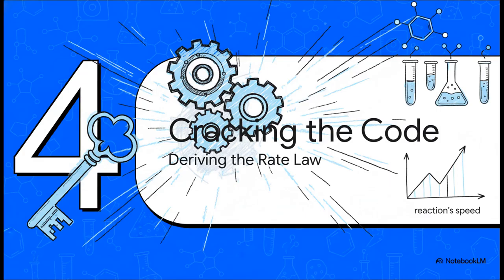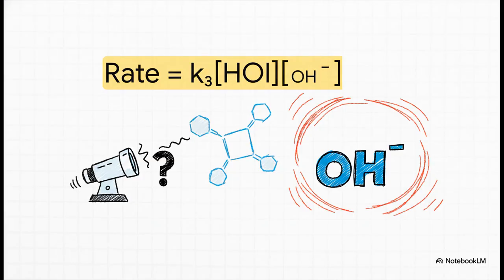All right, now for the fun part. We get to use these tools to be code breakers. The mission? Translate that 3-step mechanism into one single mathematical equation. We call it a rate law, and this equation will let us predict the reaction speed using only the stuff we can actually measure in the lab. So the objective is crystal clear. We have to get those secret intermediates out of our rate equation. We can start by looking at the last step, the one that makes our final product, OI minus.